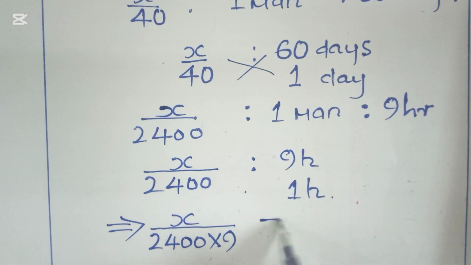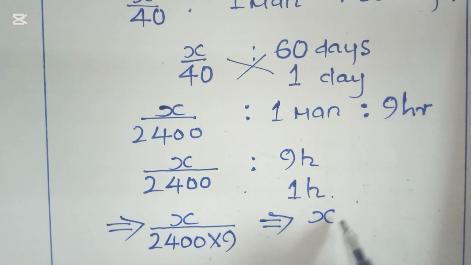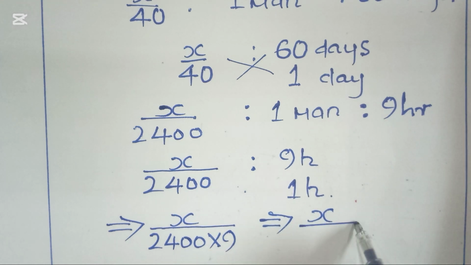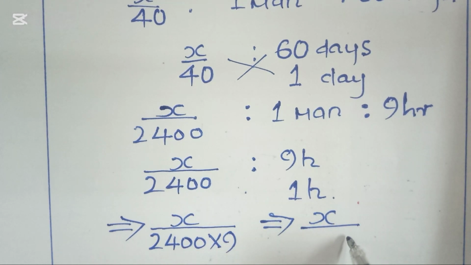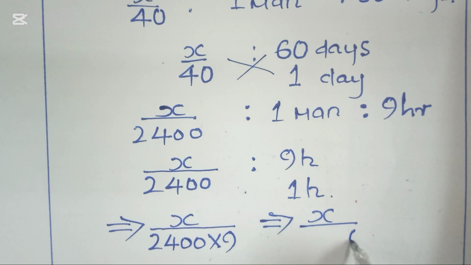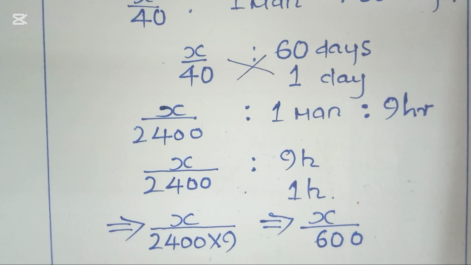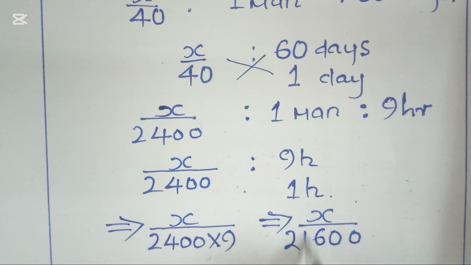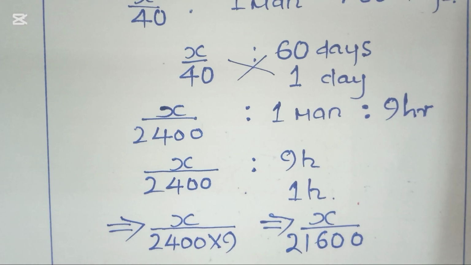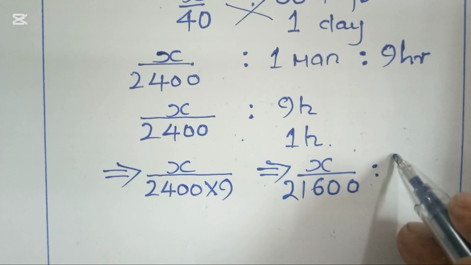Guys, this is now going to be equivalent to x all over... If you multiply that, you get 6, that is 6, then 18 plus 3, that is 21. So this is the fraction of the work that can be done by one man.